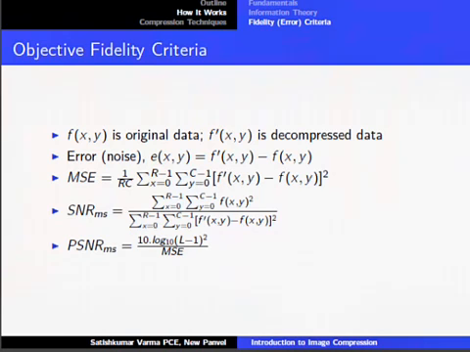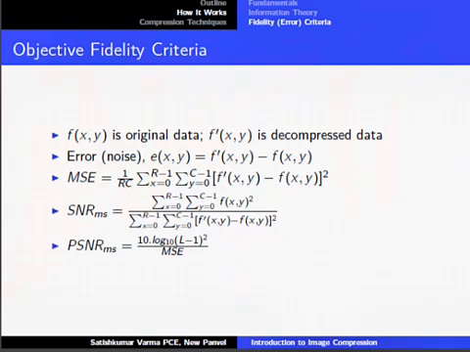Recall f of xy, g of xy and f cap xy. In lossy compression techniques, f of xy is not equal to f of xy cap. Lossy compression techniques give more compression ratio at the cost of information loss. This information loss is termed as error.